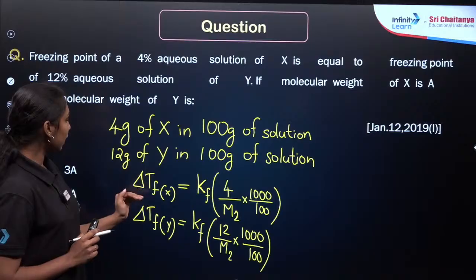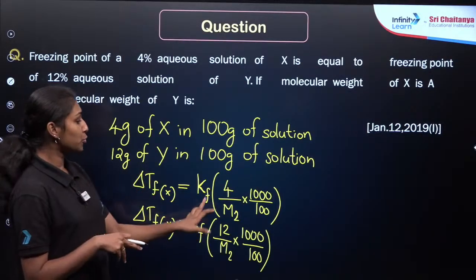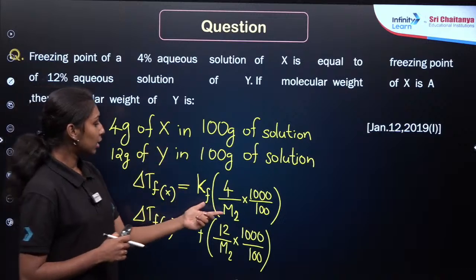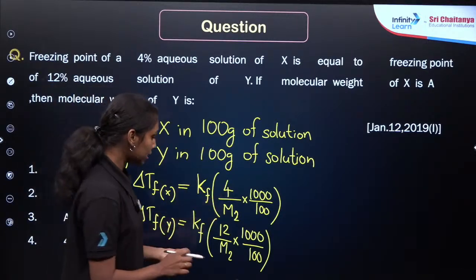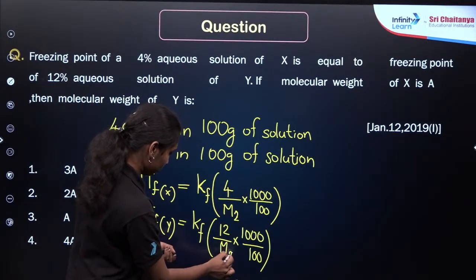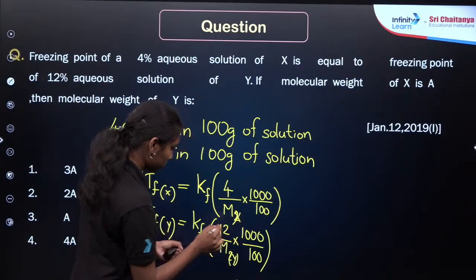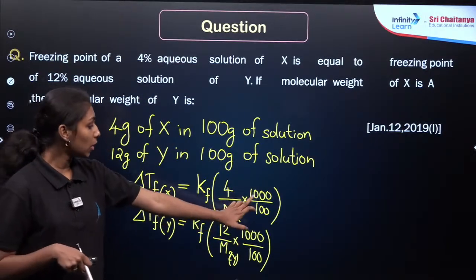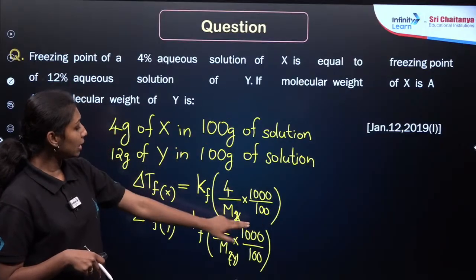Okay, this is the relation given here. Delta T of X is equal to Kf into 4, where 4 is the mass of the solute, given as 4 gram in the case of X, divided by M2, which we need to calculate, into 1000 by 100. That is 1000 divided by the given weight of the solvent, which here is 100.